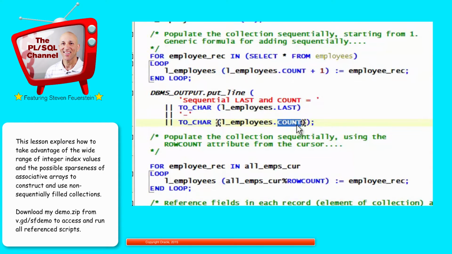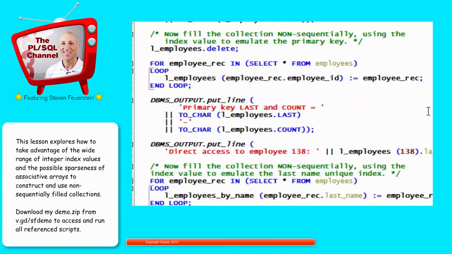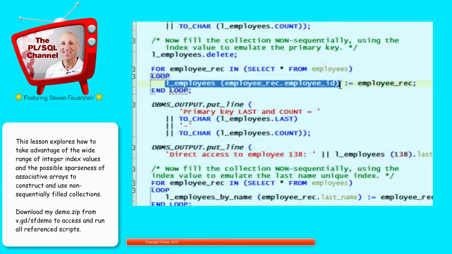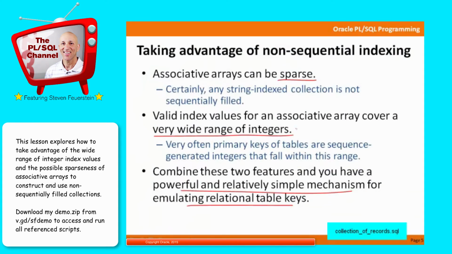Here's an example of non-sequentially filling my collection. For every employee in my table, take that record, put it in my collection, and use the primary key as the index value. Now, it could be that my indexes are sequentially allocated. It could be that they're not. It doesn't matter. The point is that I'm using the primary key as my index value, which means that if I have the primary key, I can go right to this location in my collection and return the record. So that's the difference between sequential allocation and non-sequential allocation, essentially emulating the primary key.